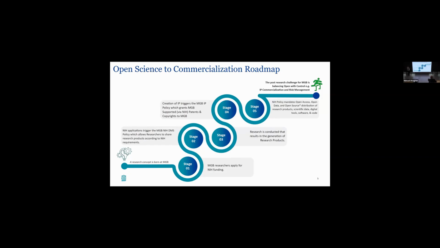It's one of my favorite slides because it really focuses on why open science is important in clinical research. Our MGB researchers apply for NIH funding. NIH applications trigger our internal policies, which allow researchers to share the products of their research according to NIH requirements. NIH policy mandates open access, open data, and open source. I say that with a star because they recommend OSI licenses, but there's been some talk behind the scenes that that's going to be a mandate. Regardless, this is the world of open science as it connects to NIH research.